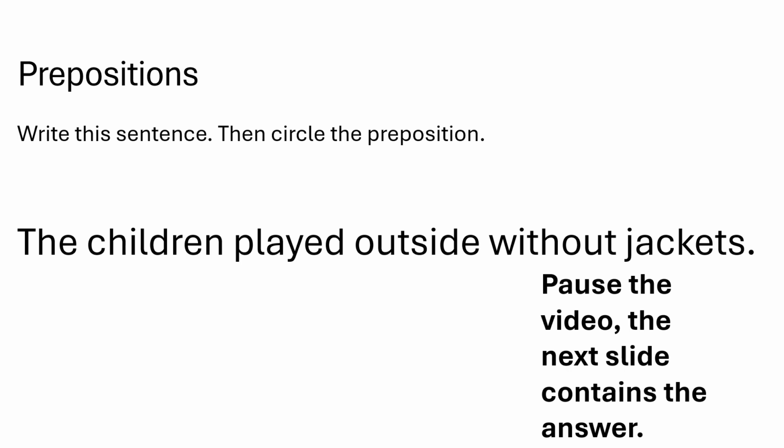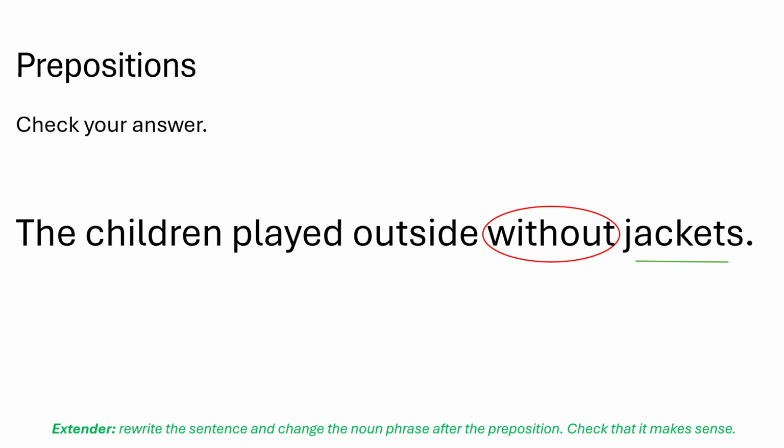Write this sentence, then circle the preposition. The children played outside without jackets. Pause the video. The next slide contains the answer. Check your answer. The children played outside without jackets. The preposition is without.